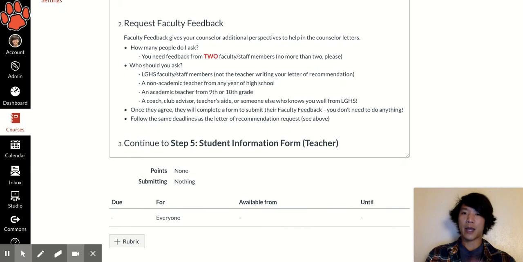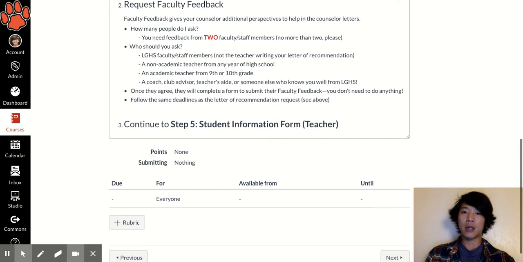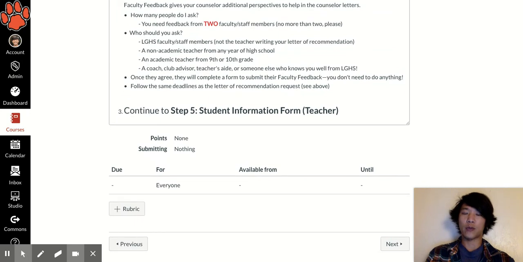Faculty feedback. We'd like you to ask two different staff members, not people writing letters of recommendation for you, to provide some feedback about who you are. This is going to help the counselors write strong letters of recommendation for you. Once they agree to do that, please notify us who they are, and then we will have a little form for them to fill out.